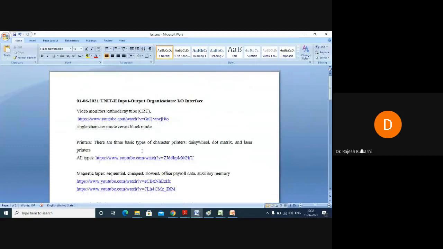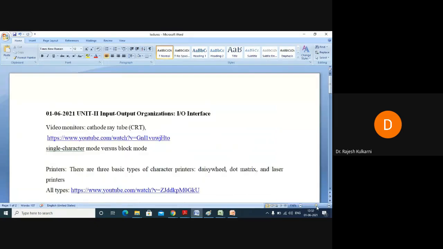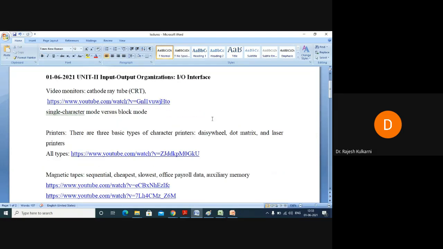This is basically your Unit 2. I want to keep it a light session today, in view of the huge gap between when we conducted the session previously. I think the gap is nearly a month. So we are starting this. Today's session will be discussing Unit 2, input-output organization, input-output interface.